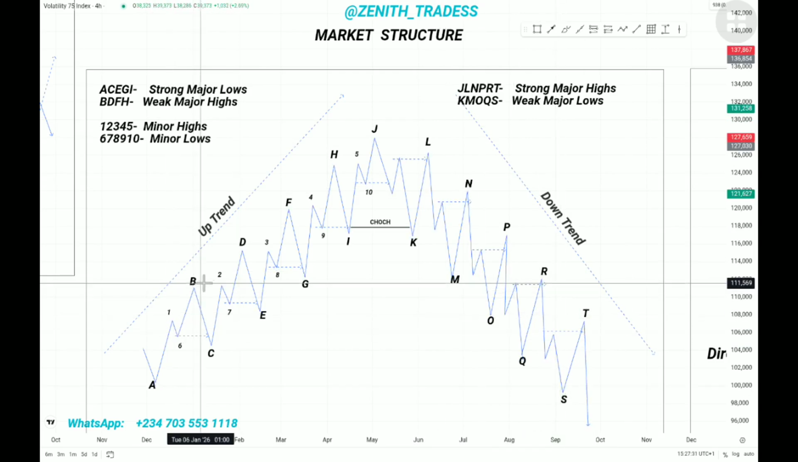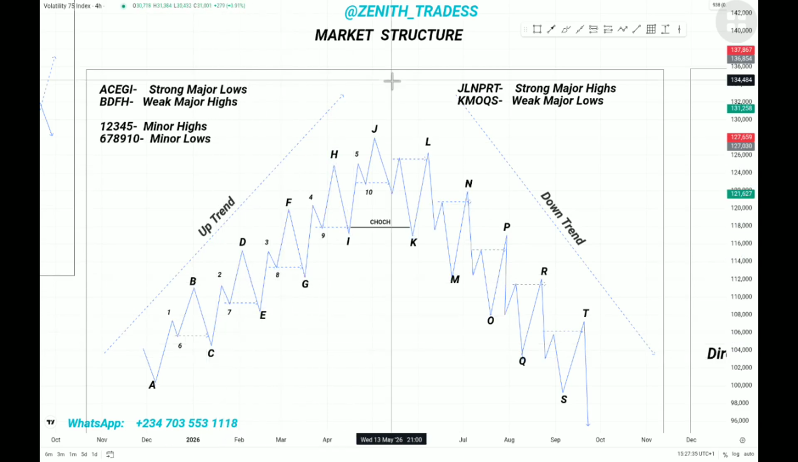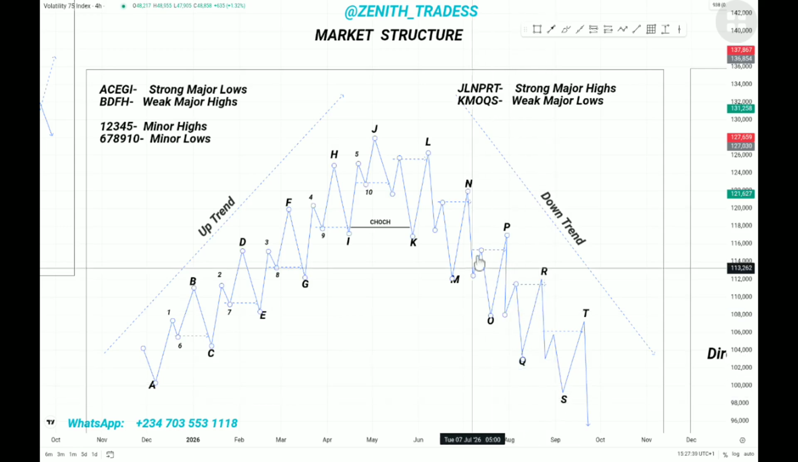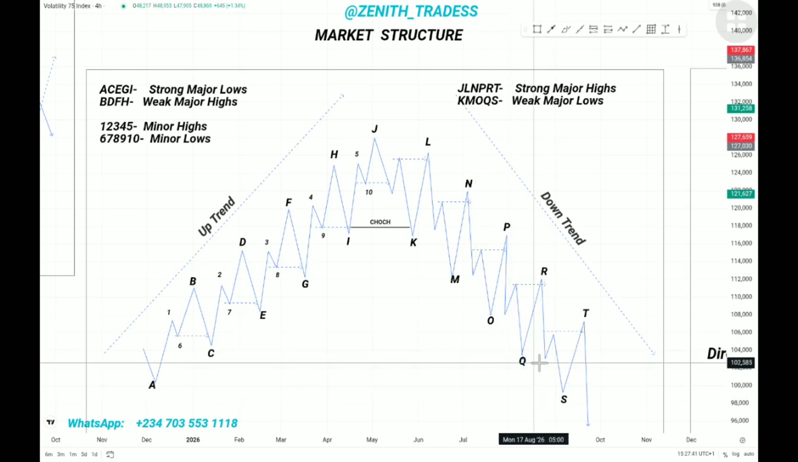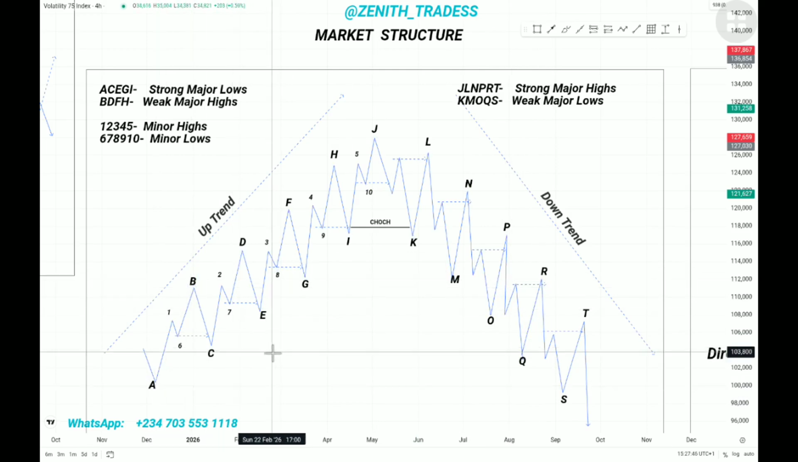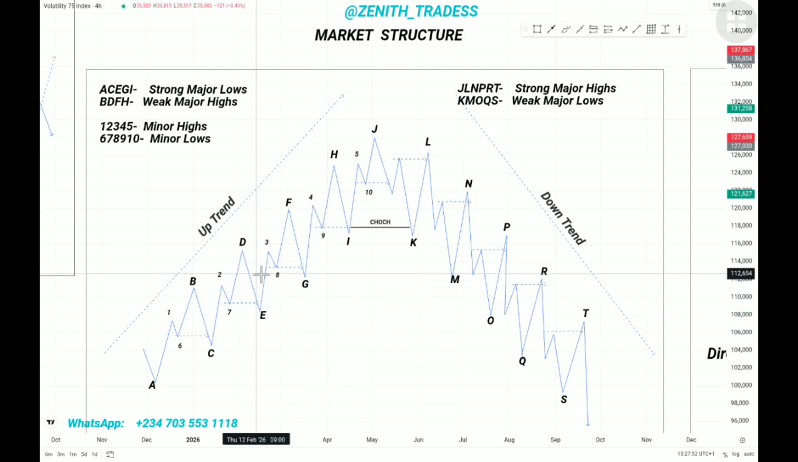You see here, B, D, F, H, they are weak because all these ones break them up. Then K, M, O, Q, S, they are weak here too in the bearish trend. They are major, but they are weak. All right, A and B, the very first component I said, they are major, strong. They have major structures and they have minor structures. That's the first component.